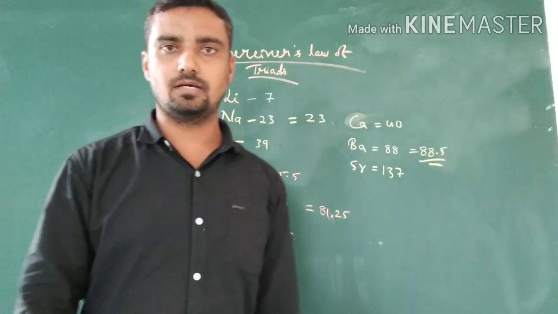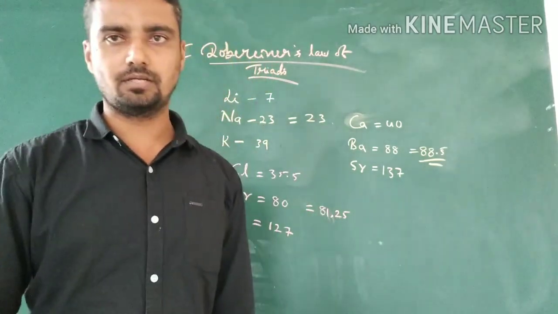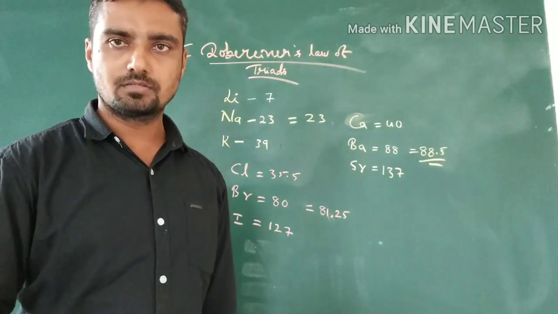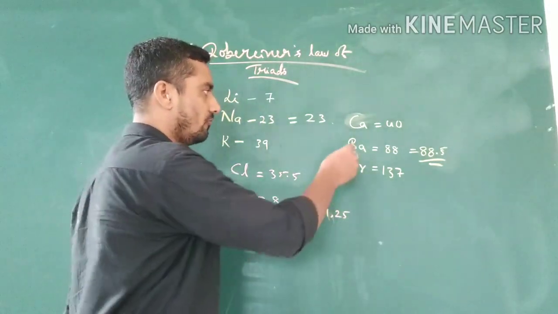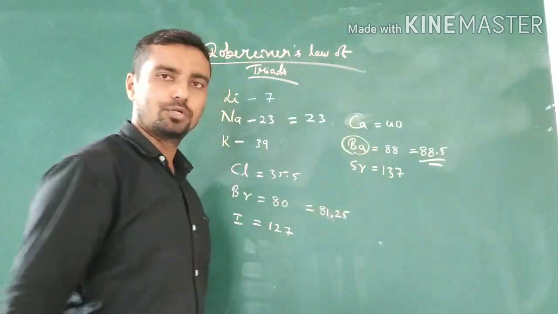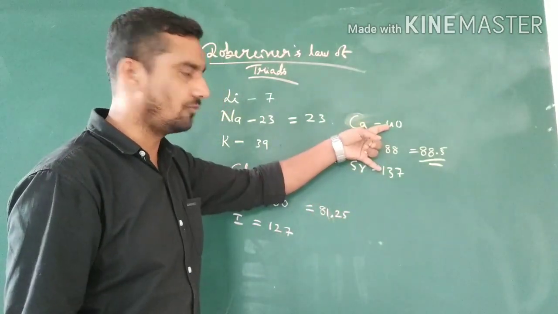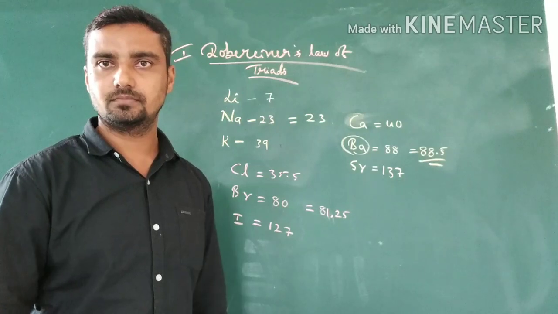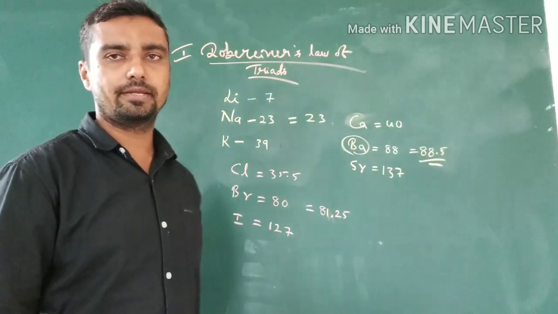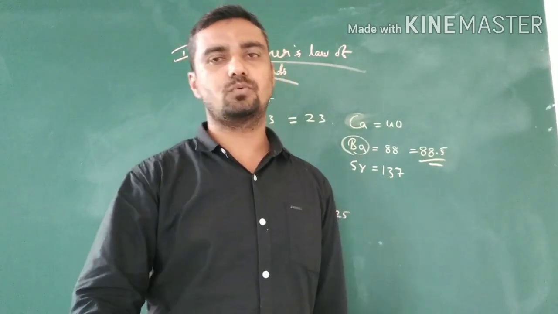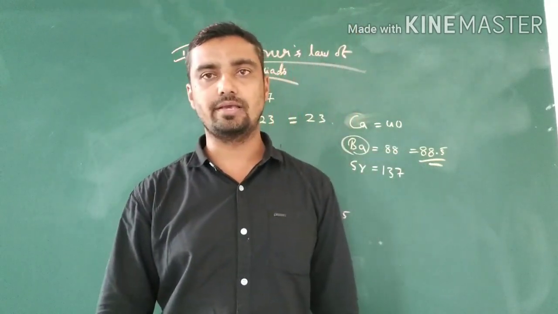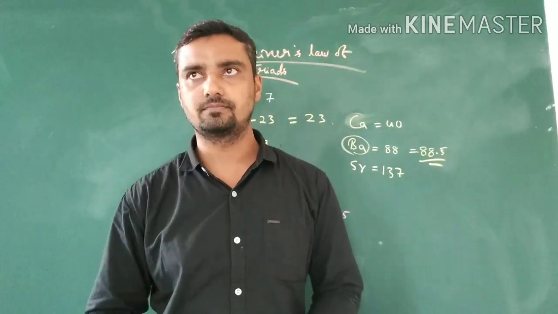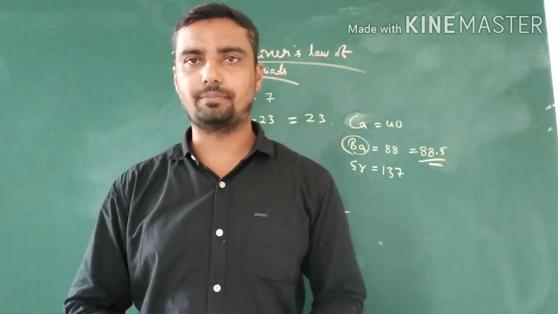So in Dobereiner's law, the atomic mass of the middle element is equal to the average atomic mass of the other two elements. This is called the law of triads. But it has some drawbacks. The main drawback is that this law is not applicable for higher elements.